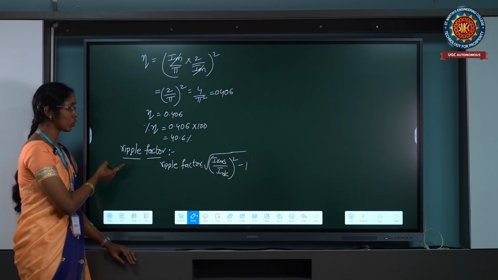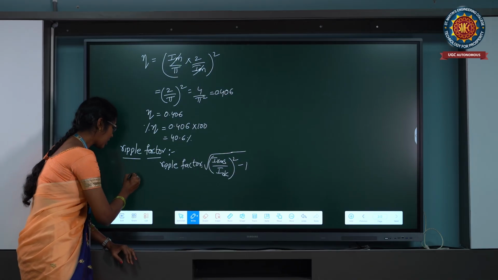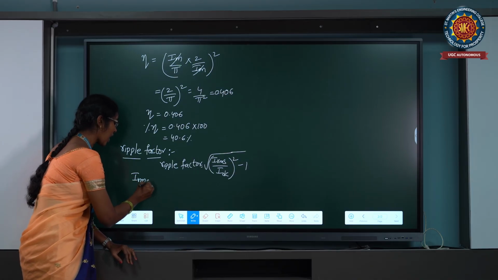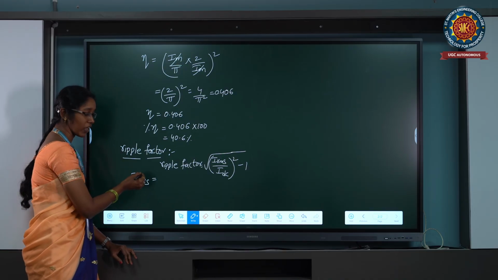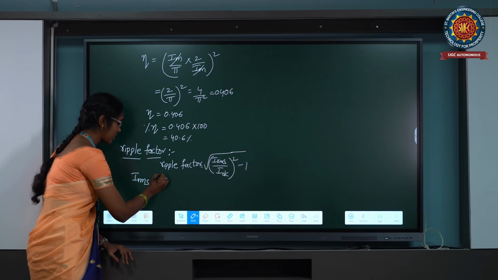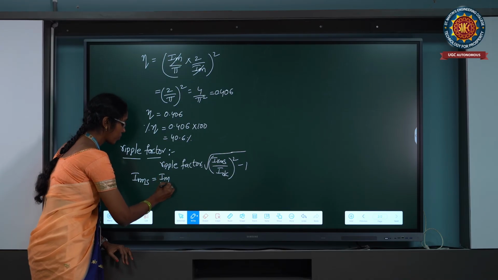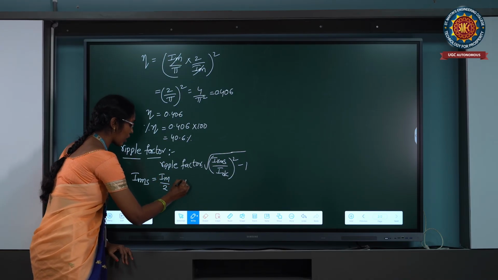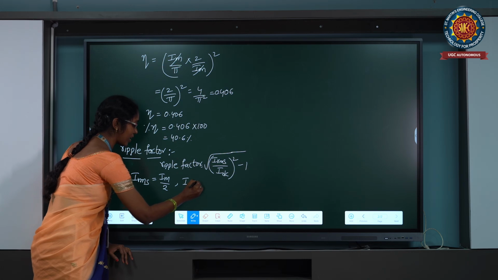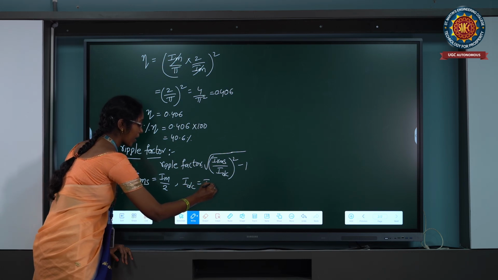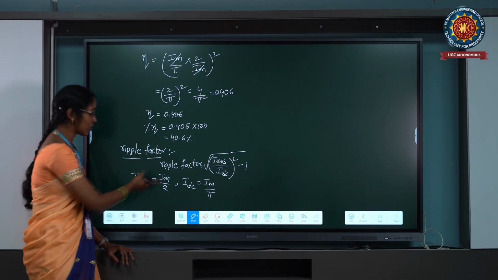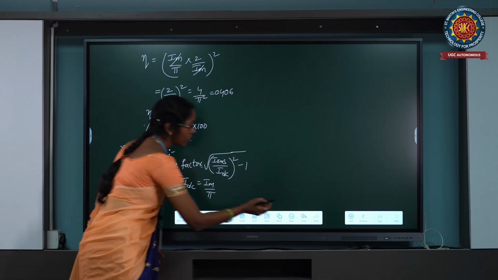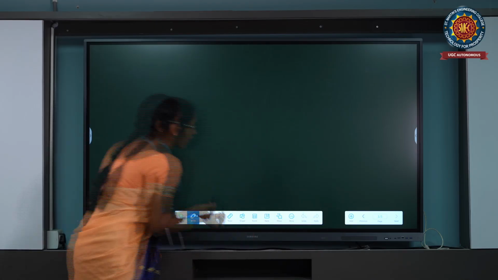So we have to substitute the value of the root mean square value of the current and the average value of the half wave rectifier. For a half wave rectifier, the RMS value is Im by 2 and the average or DC value of the current is Im by pi. So next we substitute these two values in the ripple factor formula. Then we get the ripple factor.